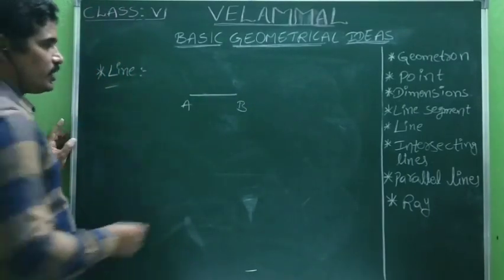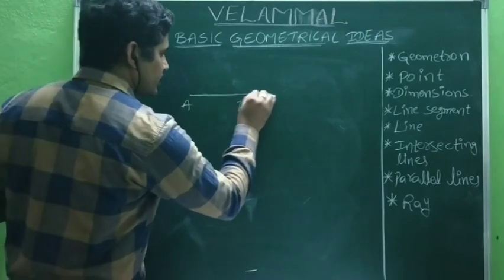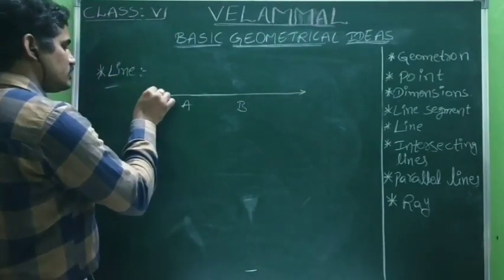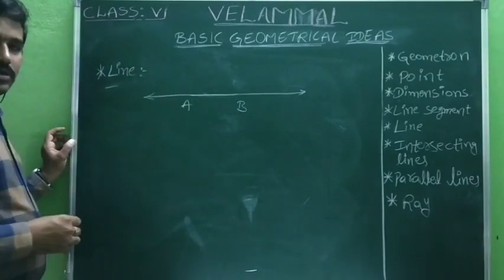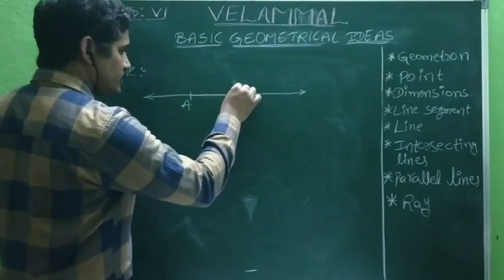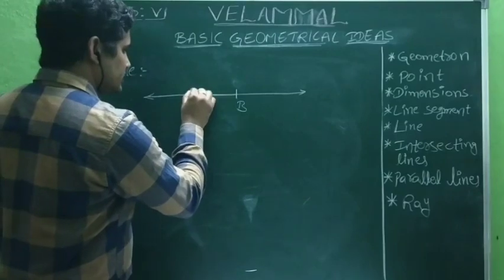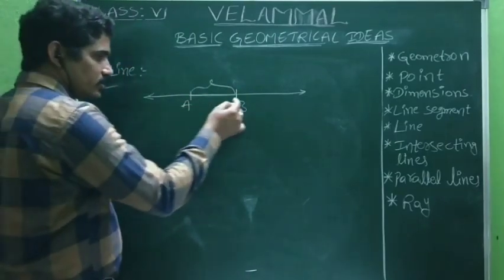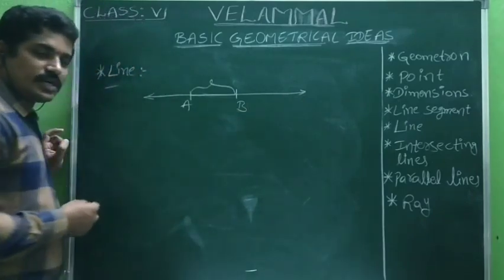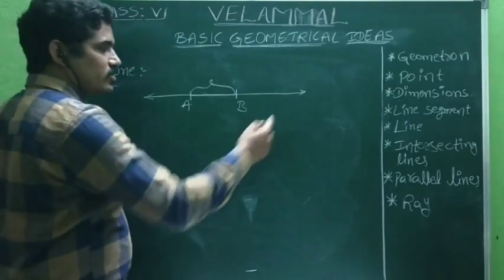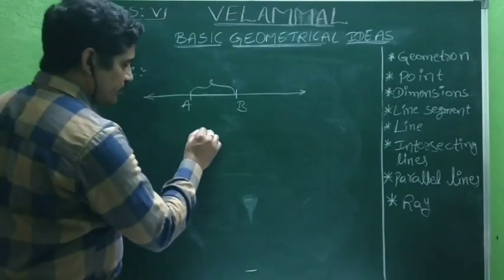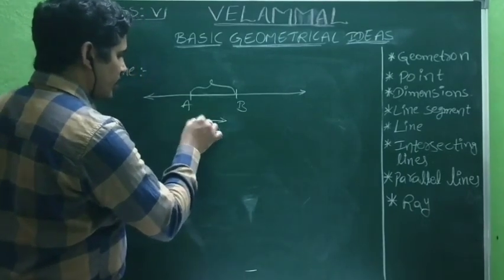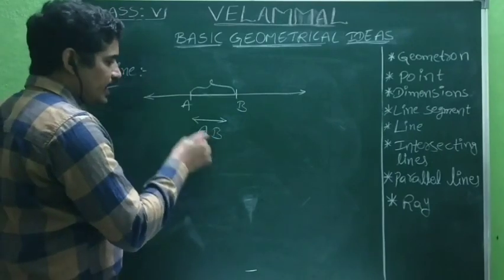Line segment AB: if I extend it in both directions infinitely, extended in the infinite direction. So AB, these are the end points first. This is the line segment we have taken. Now, if we extend this line segment infinitely in both directions, then that is called a line.